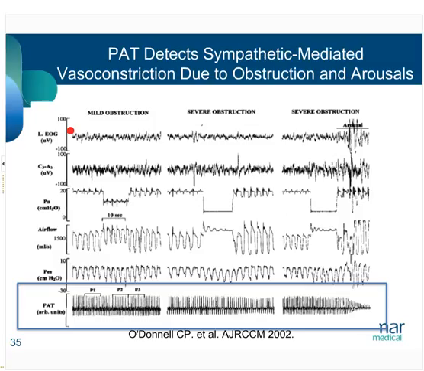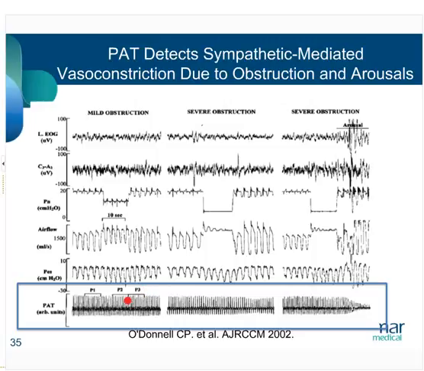And this simply shows a more complex way that the PAT signal detects sympathetic-mediated vasoconstriction due to obstruction and arousal. So just as we've seen before, we have mild obstruction, severe obstruction, and again, severe obstruction. So if you look in the mild obstruction, you have polysomnogram channels at the top, and then at the bottom you have a rectified measurement of the PAT signal. And you have esophageal pressure here and airflow here. So you see during the mild events, there's not really very much change or attenuation in the PAT signal.